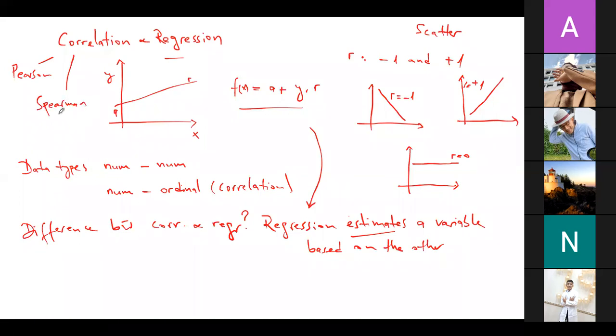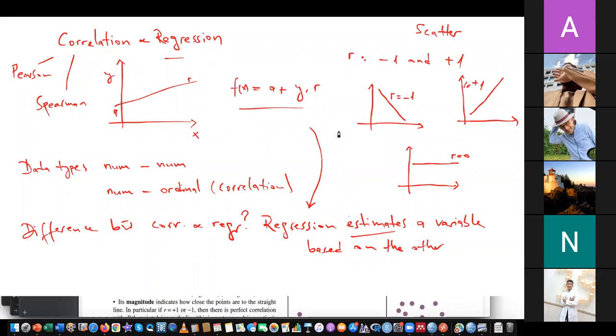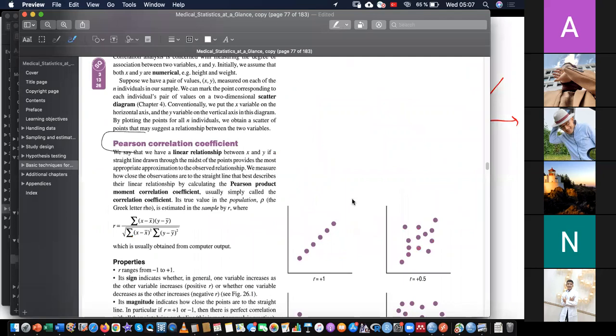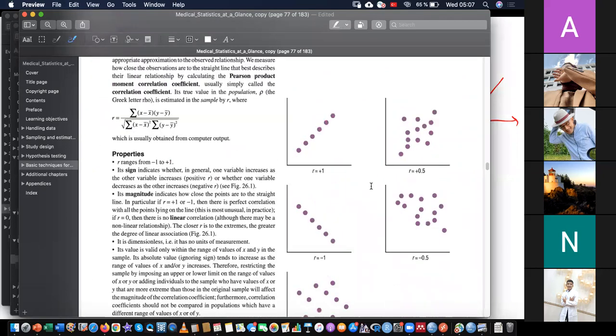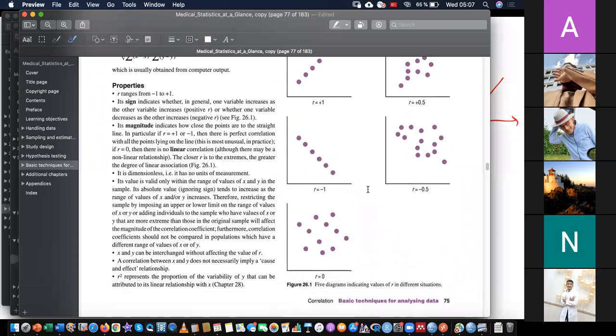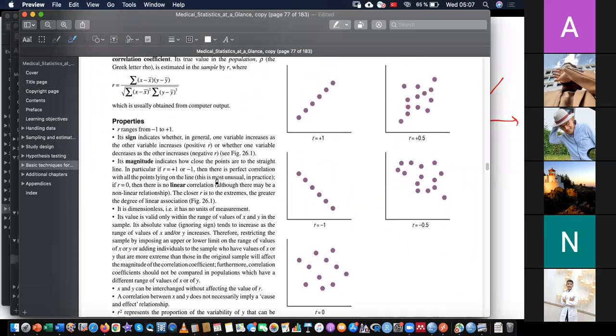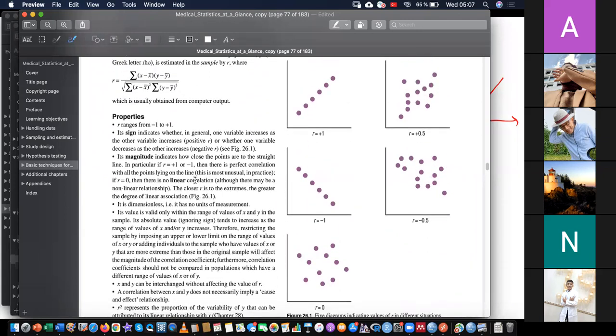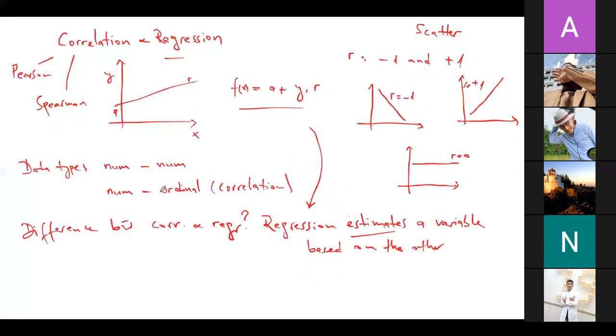Spearman. When do you do the Pearson? If you have a linear relationship and no outliers, then you can do the Pearson correlation analysis. If you have one ordinal variable, one group is ordinal, then you do the Spearman. Or if you have outliers, you do the Spearman.